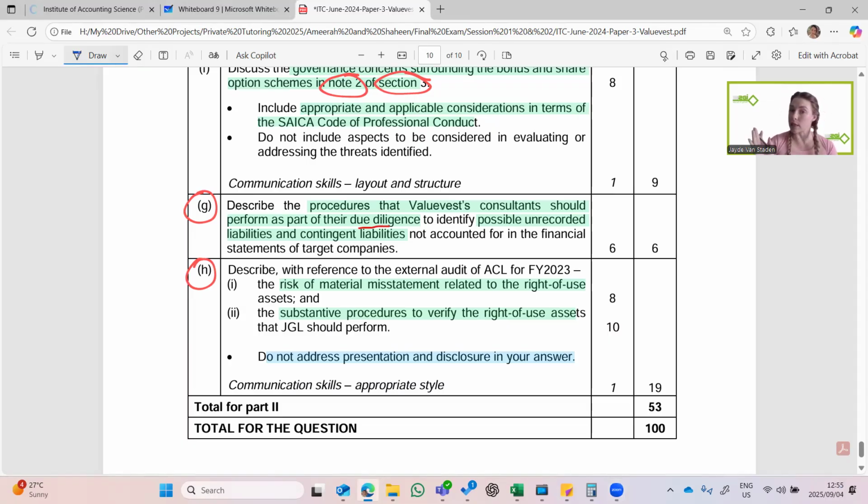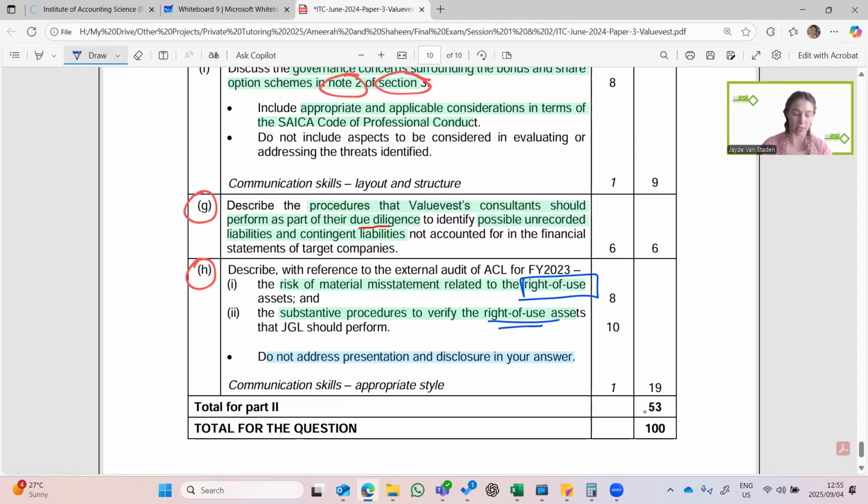And the first thing we need to do is dissect our required. So the required says, discuss with reference to the external audit the risk of material misstatement related to the right of use assets. It's very specific to right of use asset only. And then the substantive procedures we need to perform to verify the right of use assets. Okay, so again, very specific to only right of use asset.